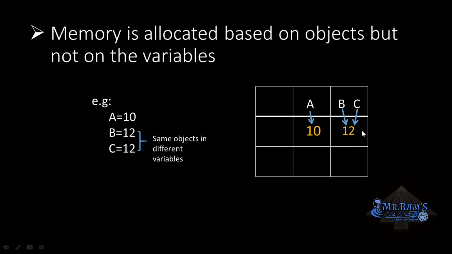That is, without wasting more memory, we point c to the same location again. Here 12 is one object, and this object is going to have two names.